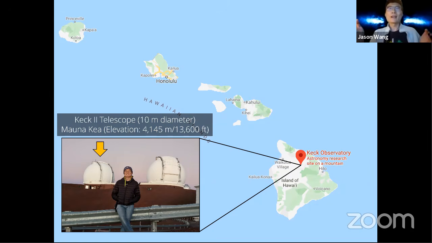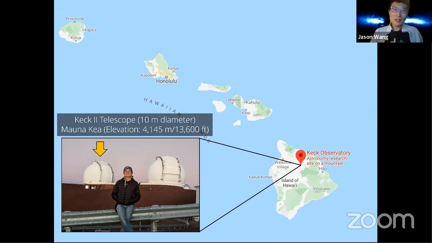It's located at 13,600 feet, so it's just very high. There's actually not much oxygen there, so trying to operate telescopes at this high altitude is sometimes a little tricky. So oftentimes we operate it remotely from places like Caltech, where we have a lot more oxygen because we're at lower altitudes.